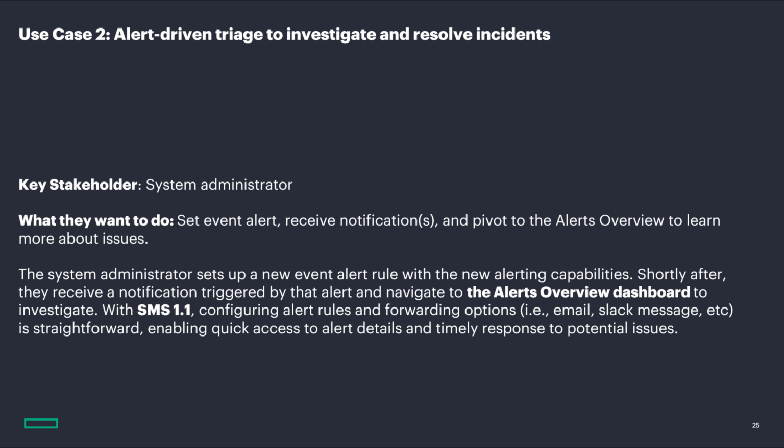From there, they can drill down into specific alerts, navigate to the switch or link detailed views, and identify the root cause of the issue. By leveraging customizable alert rules and automated notifications, the system administrator maintains proactive control over the fabric, ensuring anomalies are detected early and addressed efficiently.